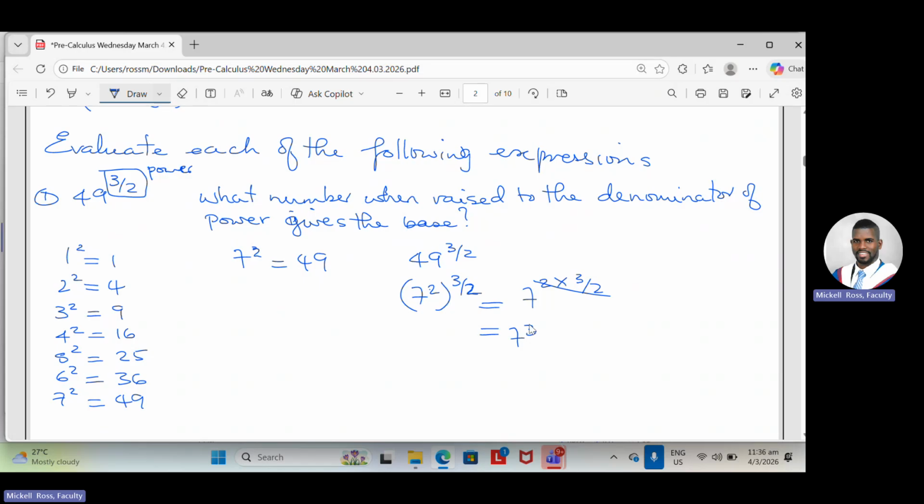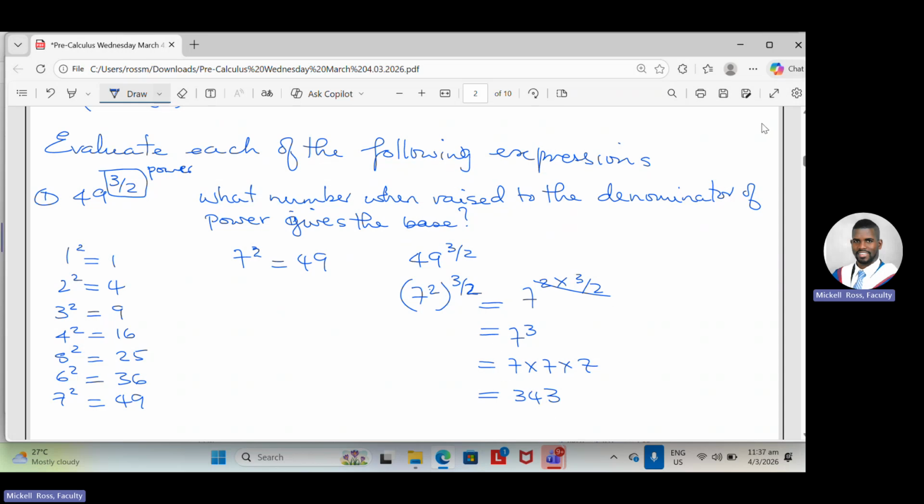All right. Now, 7 cubed is just simply saying 7 times itself 3 times, which is the same thing as saying 7 times 7 times 7, which is going to give you 343. So we have just evaluated the question to see that the answer is 343.